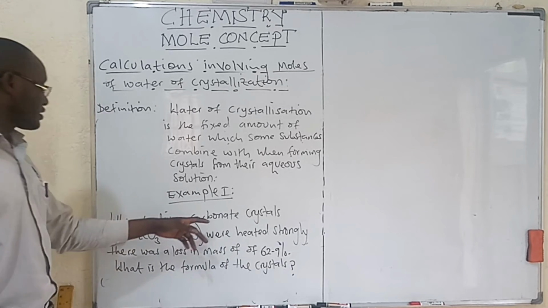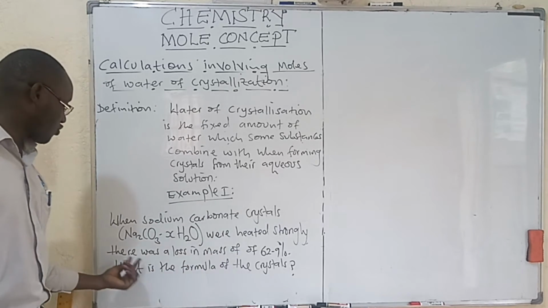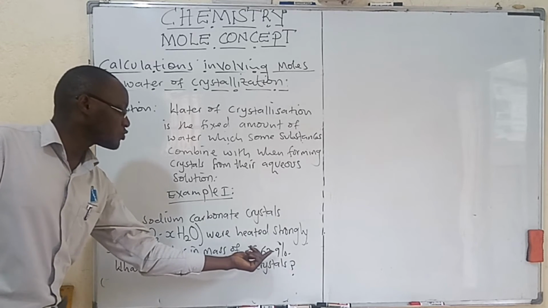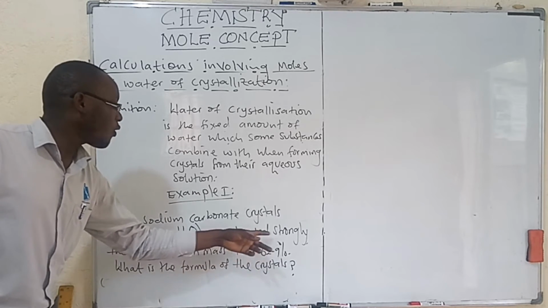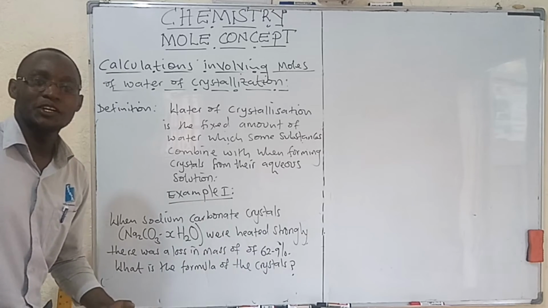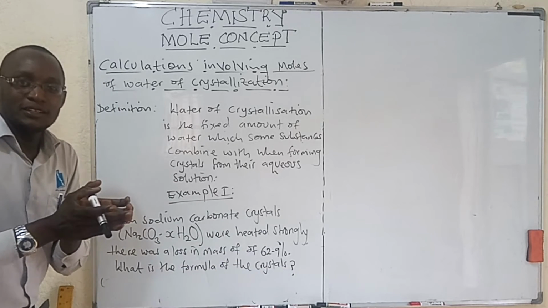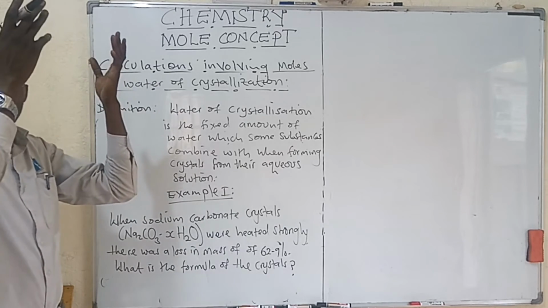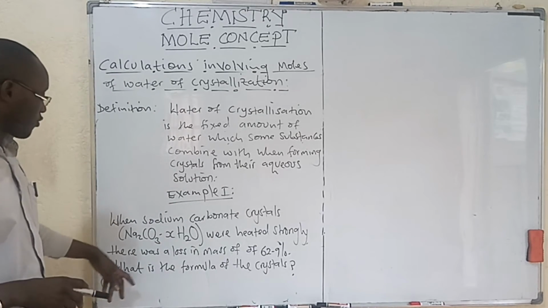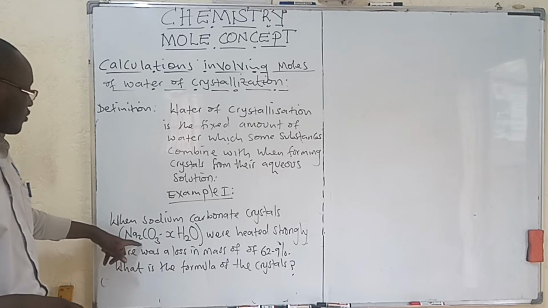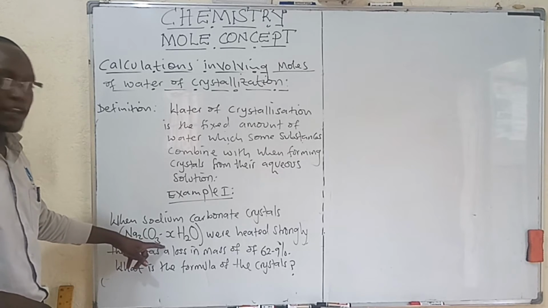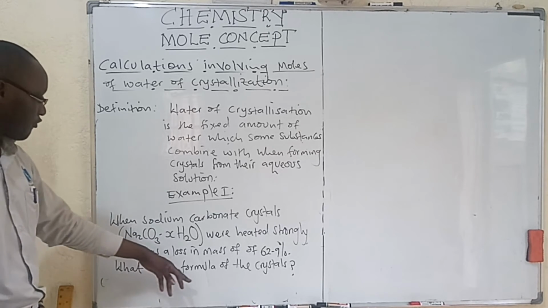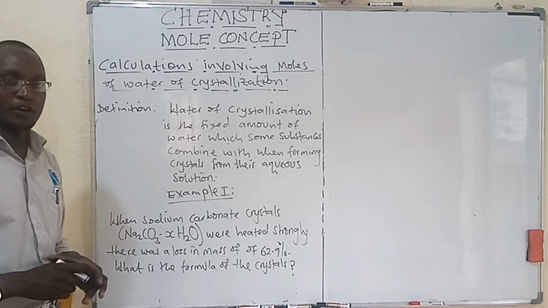So when sodium carbonate crystals were heated strongly, there was a loss in mass of 62.9%, which means 62.9% was water. When it was heated and the water steamed off, what remained was sodium carbonate, the pure solid. Good. So what is the formula of the crystals?